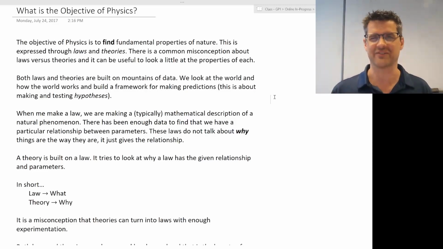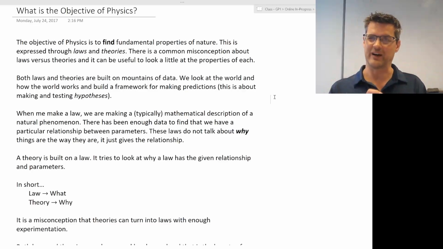The theory of gravity is, this particular thing is coming about because of some particular thing that's going on. Something is happening in the universe in some particular way, and this is our best understanding of what's going on. That's why there is a theory of gravity, but there's also a law, Newton's universal law of gravitation. They're looking at different aspects of the same problem. One is looking at what, one is looking at why.